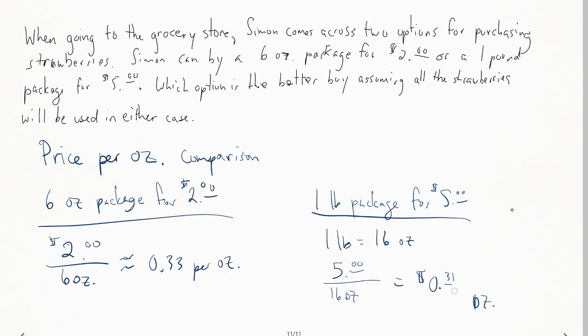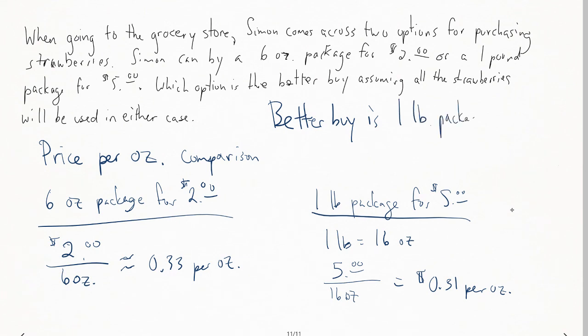I know I wrote that a little different here. Actually, I'll make it more consistent with what you saw a second ago. 31 cents per ounce. Now, it doesn't always mean the bigger box will always be a better buy. Actually, I've seen that trick quite a few times where it's not. So the better buy is the 1-pound package for $5. Okay. Hopefully that makes sense. That way you're comparing the same sort of units. That's the big trick to that problem.